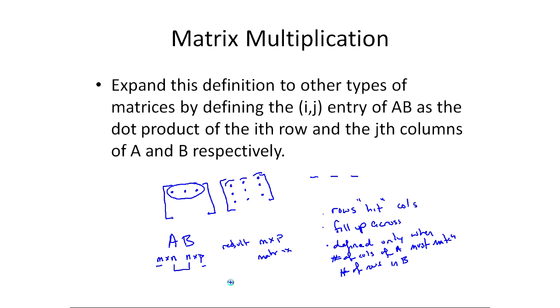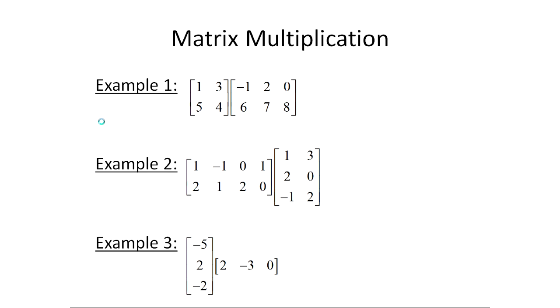This is one of those things you really have to see to understand, in my opinion. So I can sit here and talk about it all day, but really you need to see it in action. So here's 3 examples, and we'll go through each of these talking about the steps we need to find these products. All right, so let's check the sizes first, because if it isn't defined, I want to know it. This right here is a 2 by 2 matrix, and this right here is a 2 by 3 matrix. Okay, these 2 inner numbers match, so I know this is defined, and additionally, I know the answer will be 2 by 3.